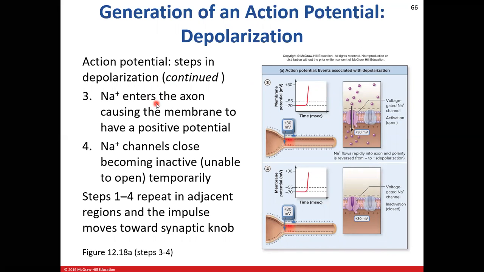So as sodium enters the axon, it causes the membrane to have a more positive potential. And you can see that this is occurring as we reach threshold, and we're becoming more positive as we reach that positive 30.